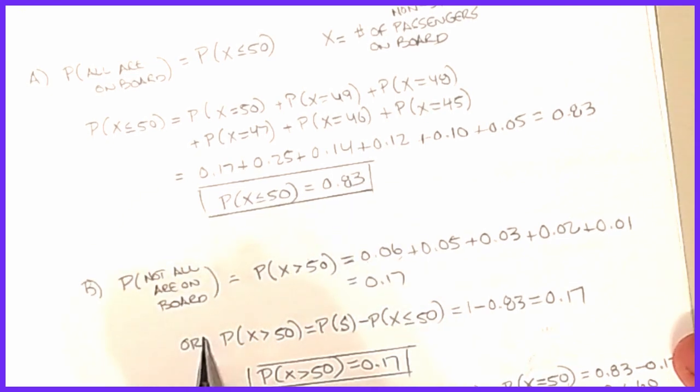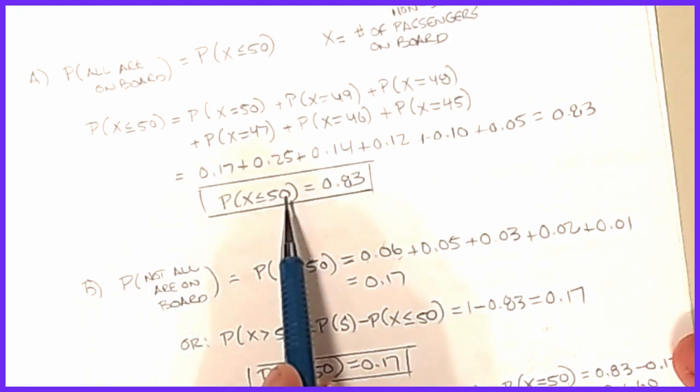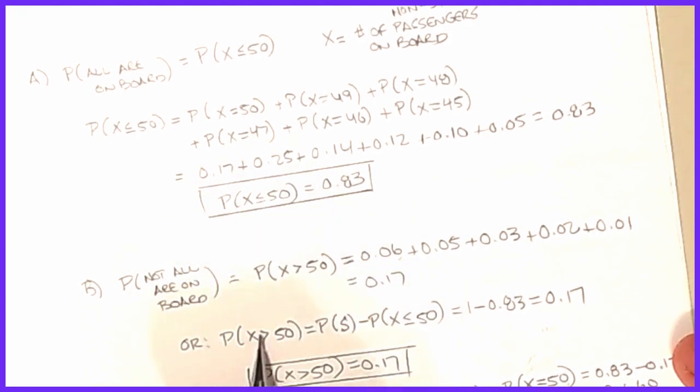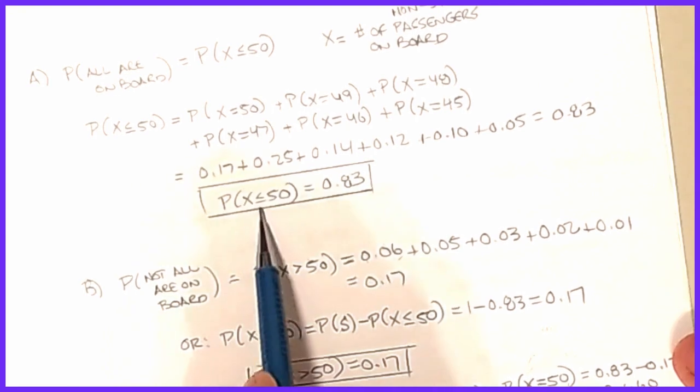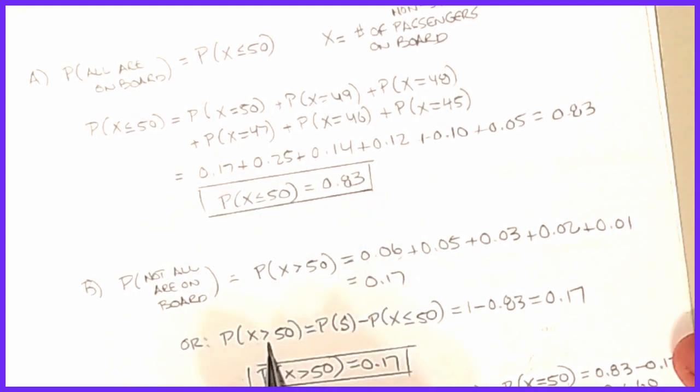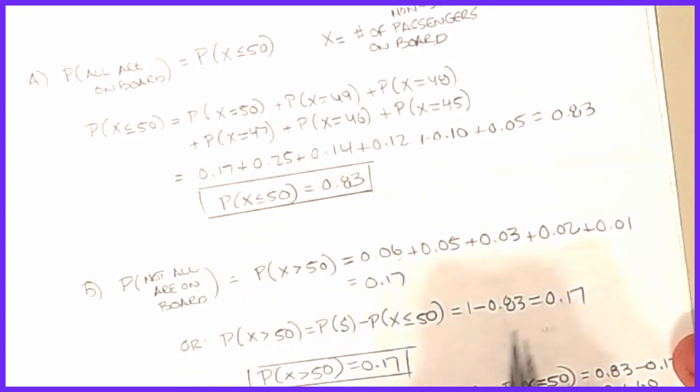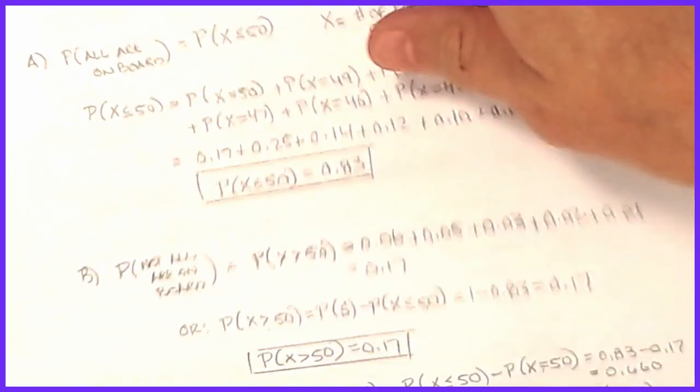Okay, but there's another way I could do this. We could recognize that the probability not all on board is the complement of the one that we found before. And so probability of x greater than 50. Now notice this one was less than or equal. There is no equal on this one, so it's greater than 50 distinctly. So this is the same as x greater than or equal to 51, if you will, which is the probability of our sample space, or 1.0, minus the complement of this guy, which is the number we found, and so that's 0.17. And you see that the numbers match up for that one.